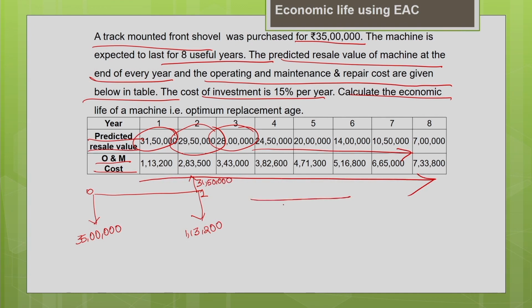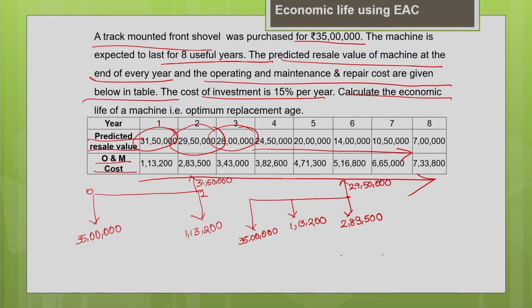Now let us draw the similar cash flow diagram for year 2. So the purchase price is 35 lakh. Your operating and the maintenance cost at the end of year 1 is 1 lakh 13,200. At the end of year 2, it is 2 lakh 83,500. So if I am going to replace my machine, if I am going to sell the machine at the end of year 2, my resale value is 29 lakh 50,000.